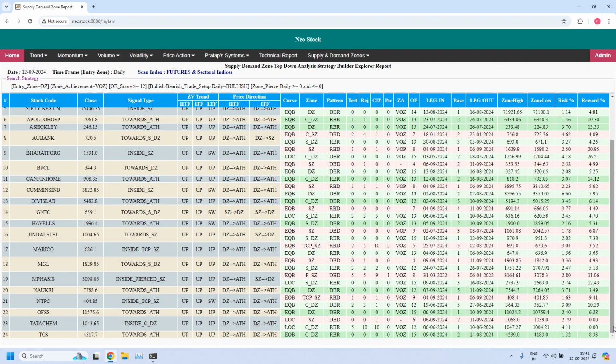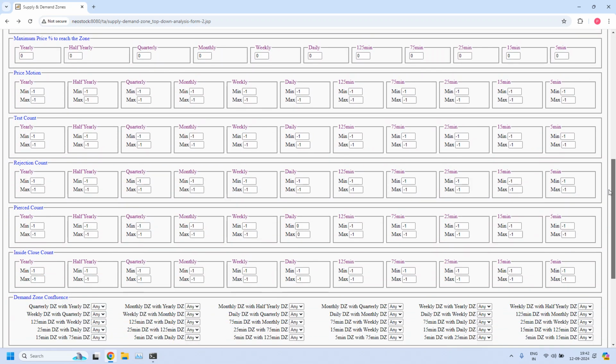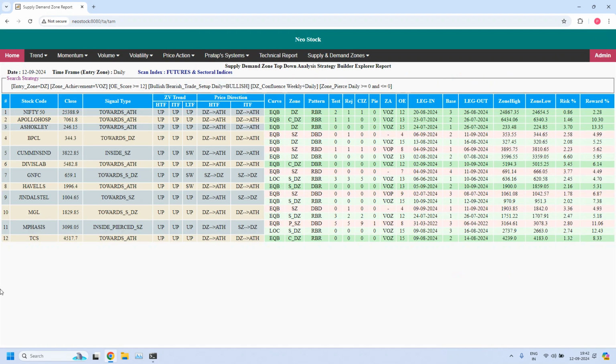That is, daily is the entry time frame. So daily and weekly demand zone confluence. So daily zone should be part of the weekly zone. That is what zone confluence is. So in the demand zone confluence, the daily demand zone with the weekly demand zone, I am enabling the filter. Now let's verify. 12 stocks are filtered. So all these 12 stocks, the daily zones are part of the weekly zones.